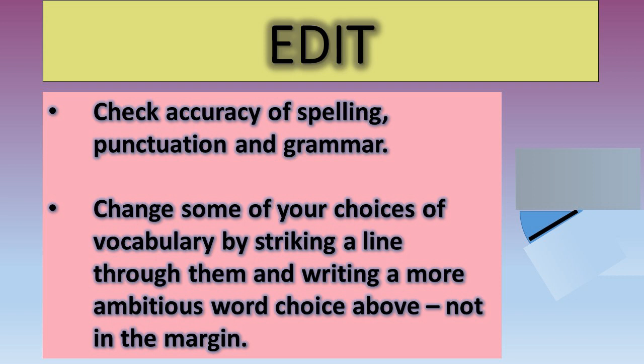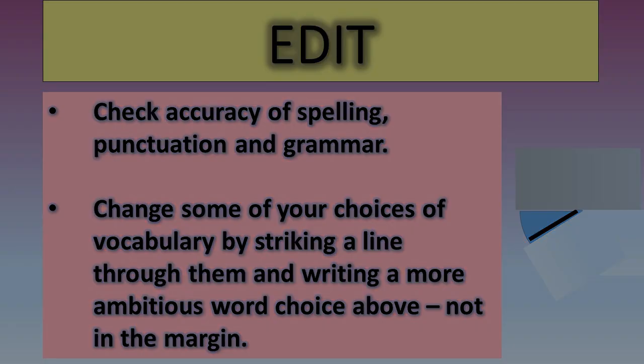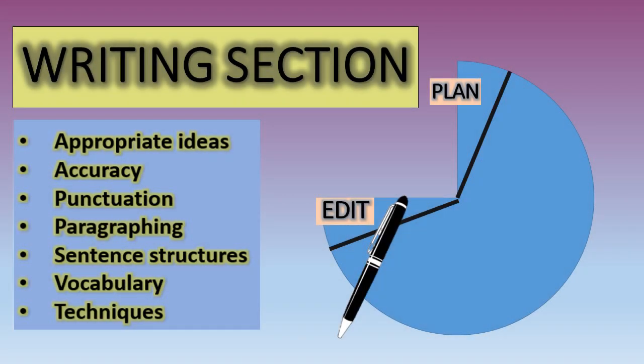Okay, we now have finished our piece of writing. It's time to just remind ourselves of what it is we're looking for when we write a piece of really effective writing. We're looking for appropriate ideas, that's why we plan. We're looking for accuracy, that's why we edit. We're looking for punctuation that's ambitious, and as well as that, we're showing that we can group ideas by paragraph. We may have used some ambitious sentence structures today, and our vocabulary and the techniques that we use will also make our writing sophisticated and credible.